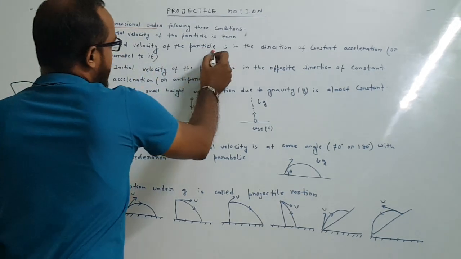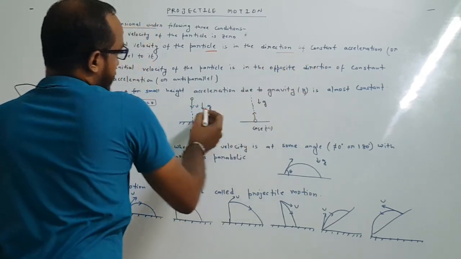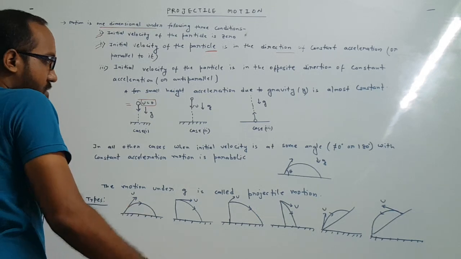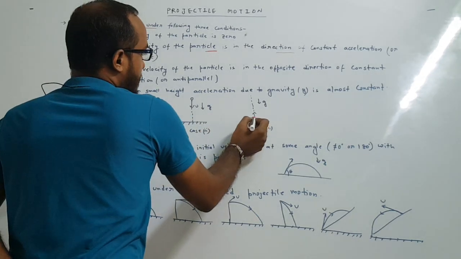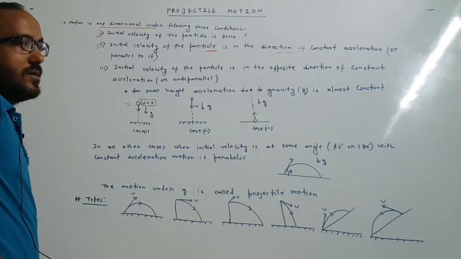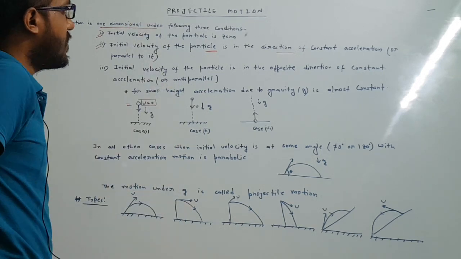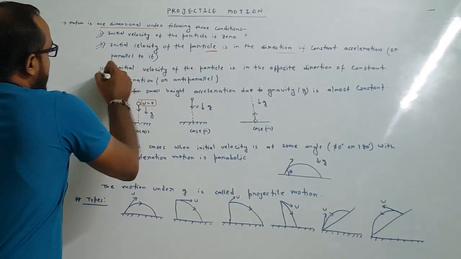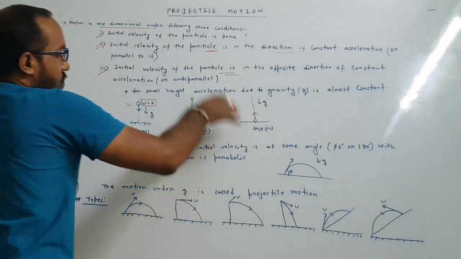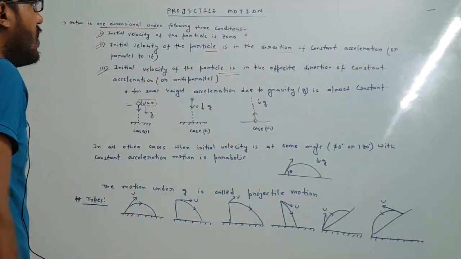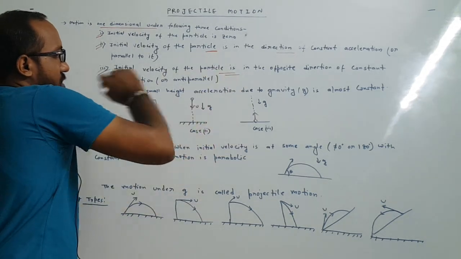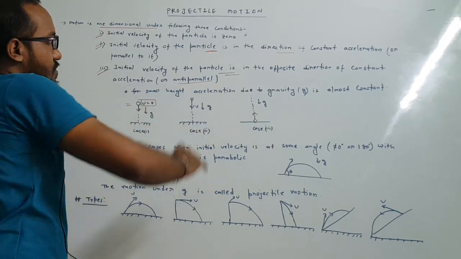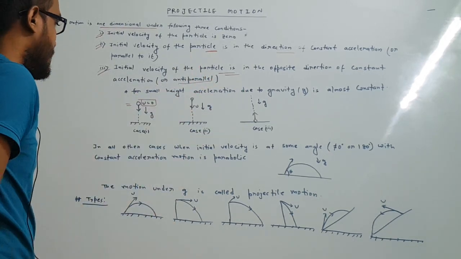Case 2 and 3: the initial velocity of the projectile is in the direction of the constant acceleration. You have thrown something in the downward direction, or you have thrown something in the upward direction. That is also motion under one dimension. It may be parallel or anti-parallel also. So these three cases are the motions under one dimension.